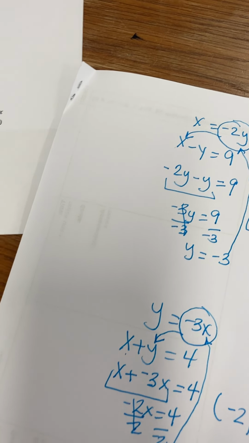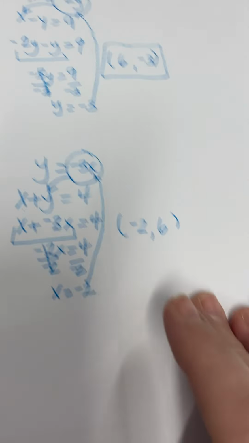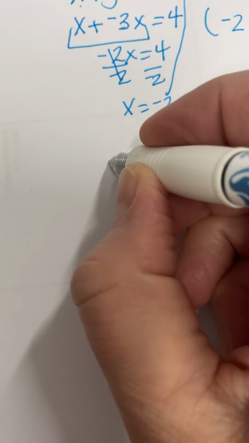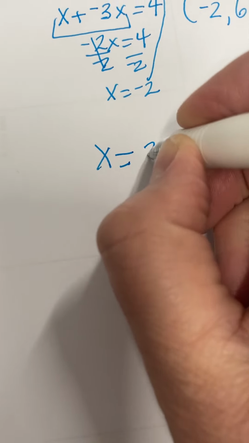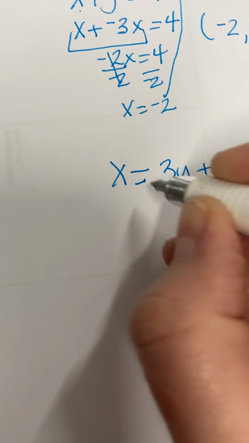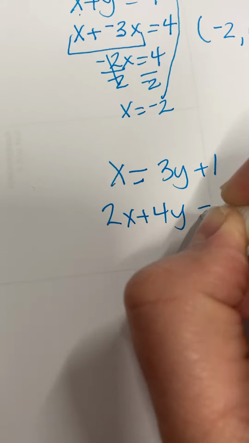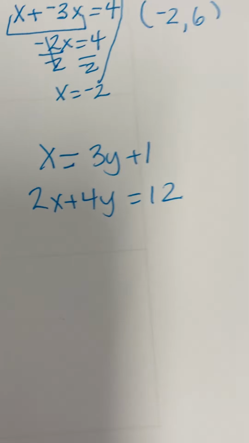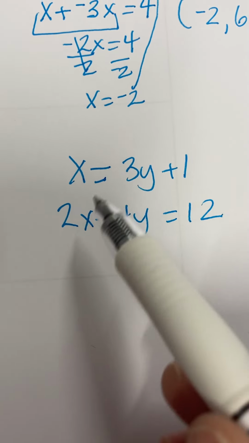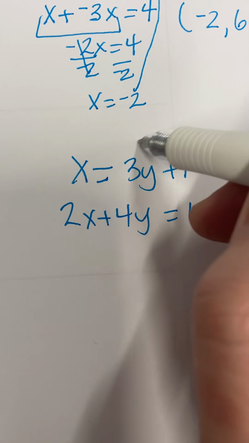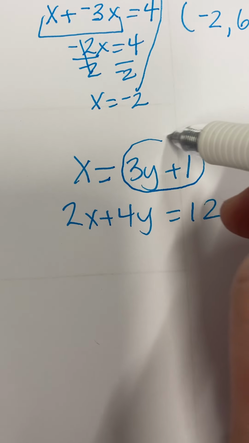All right, so let's see. Let's try one that maybe looks a little bit more complicated, but not bad. Okay, we're going to write this one out. So you have x equals 3y plus 1, and 2x plus 4y is equal to 12. All right, so still rule number 1, do we have a variable by itself? We do. We have that x alone. So you're going to circle this.